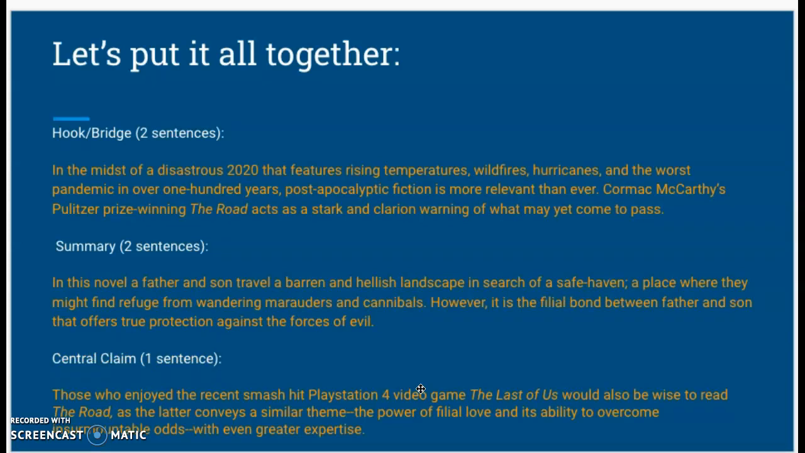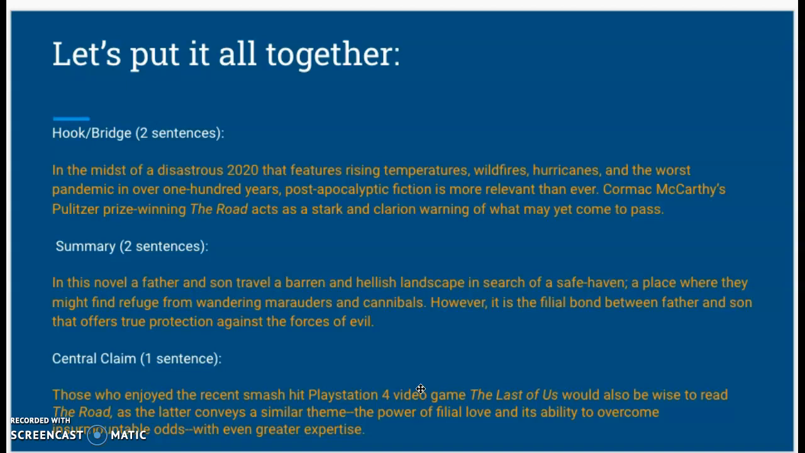In the midst of a disastrous 2020 that features rising temperatures, wildfires, hurricanes, and the worst pandemic in over 100 years, post-apocalyptic fiction is more relevant than ever. Cormac McCarthy's Pulitzer Prize-winning The Road acts as a stark and clarion warning of what may yet come to pass. In this novel, a father and son travel a barren and hellish landscape in search of a safe haven, a place where they might find refuge from wandering marauders and cannibals. However, it is the filial bond between father and son that offers true protection against the forces of evil.